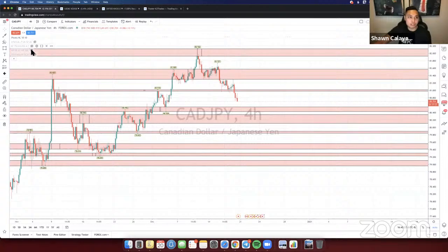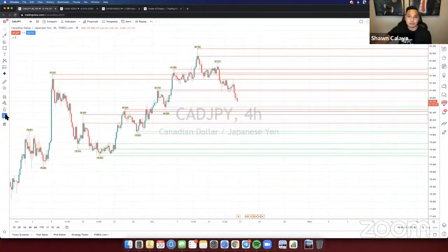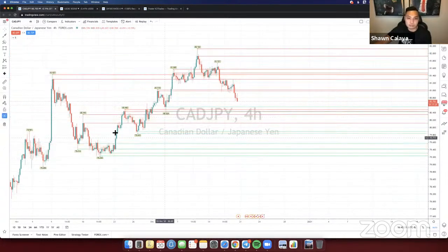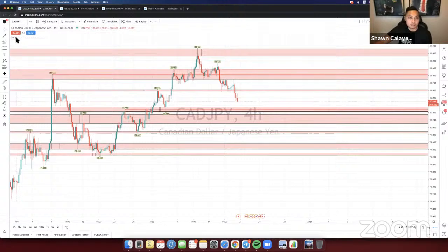Let's see if these zones have changed since last week. Looks like everything is perfectly fine. Looks like the Canadian pairs didn't really move much last week, so that's why the zones are pretty much the same. This zone disappeared, so I'm gonna delete that. Otherwise, everything else looks perfectly the same. So I'm gonna go ahead and hide this indicator. Looking at CAD JPY right here, price is currently moving down. It's within these two structures. This upper structure is going to be 80.982, and this lower structure right here is going to be 80.552.